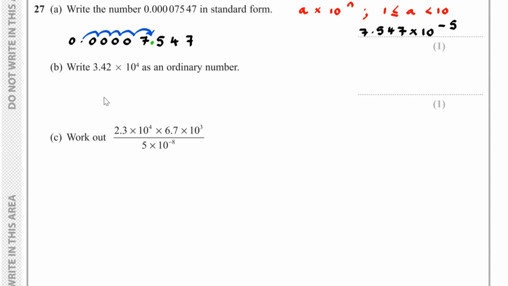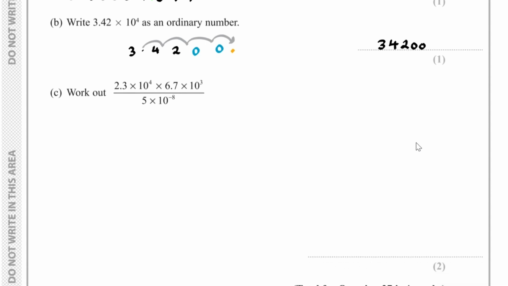Then for part B, we have to write the number 3.42 times 10 to the 4 as an ordinary number. Well, we need to move this decimal place 1, 2, 3, 4 to the right. So we are left with the value of 34,200.